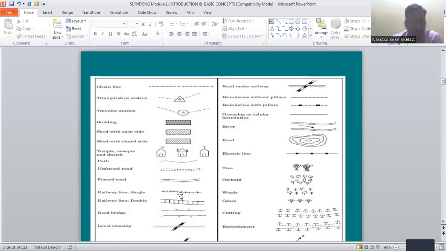Single track of railway line and double track of railway line and road bridge and level crossing. You know level crossing, where the road and the railway track are crossing with each other. That is called a level crossing. It is represented like this.